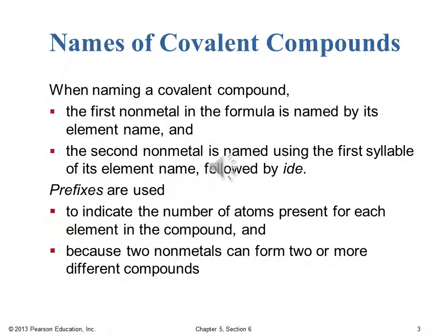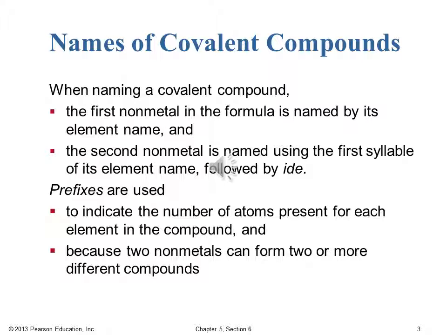Alright, so you already know some of these names, so that actually helps more than you think. When naming a covalent compound, the first nonmetal in the formula is named by its element name. This is similar to the ionic naming scheme where we named the metal first and showed it first. Here we name the nonmetal that's shown in the formula first, and then the second nonmetal for binary covalent compounds. The second nonmetal is named by using the first syllable of its element name followed by IDE. So that's where we're very similar.